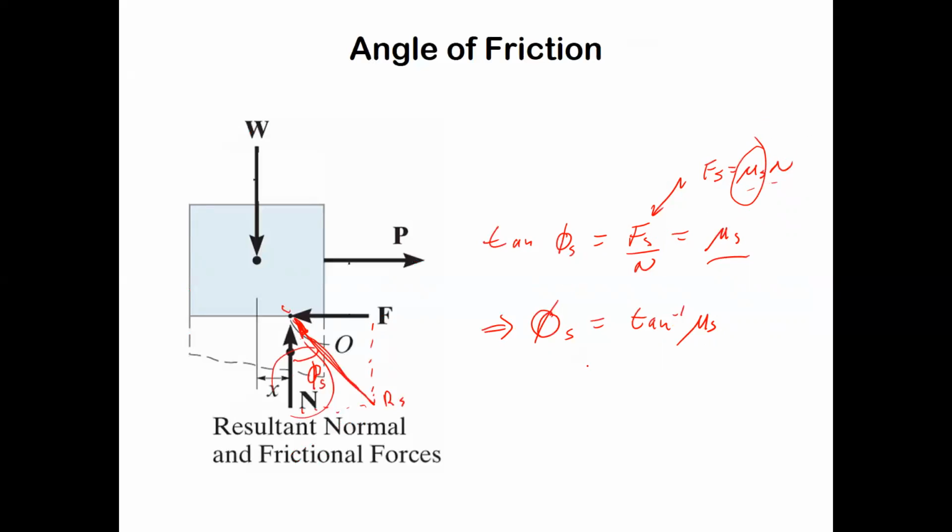And what that means is if you actually just took a box and put it on a ramp and angled the ramp up, the point at which the box starts to slide, you take the tangent of that angle, and that is the coefficient of static friction.